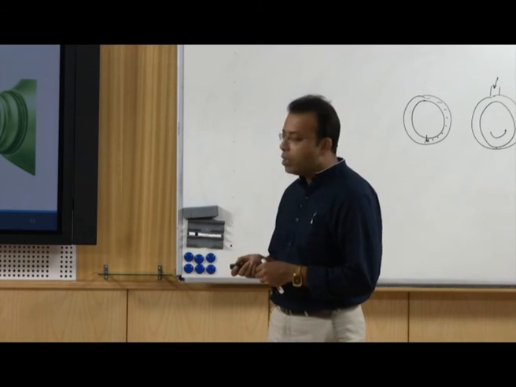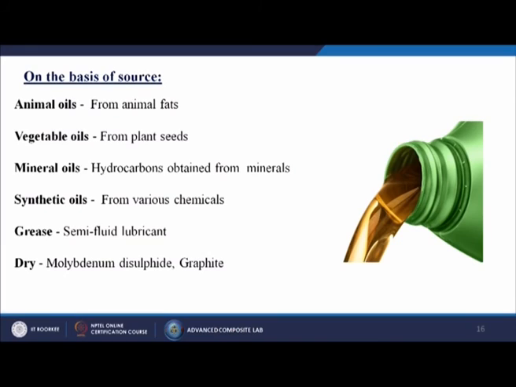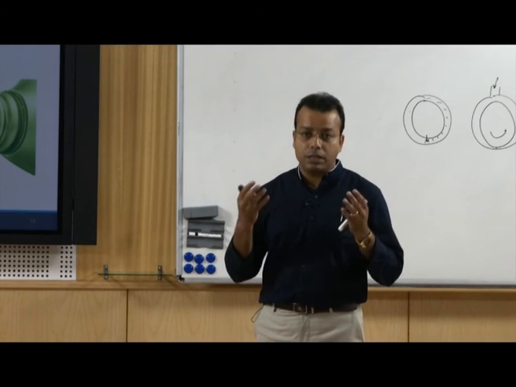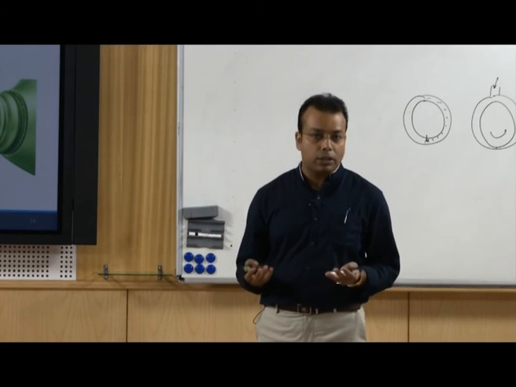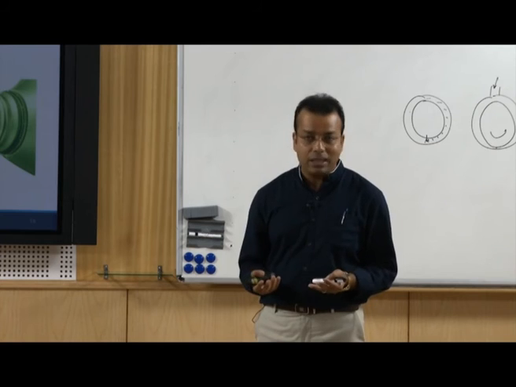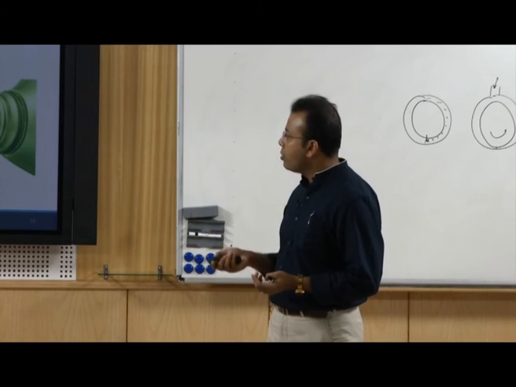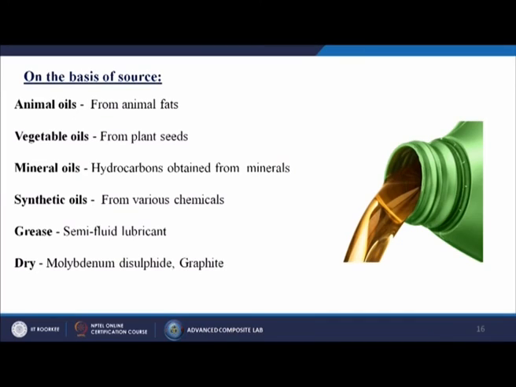On the basis of source, the first one is animal oils. From animal fats we get that kind of lubricating oil directly. Vegetable oil comes from nature, and in most cases it is biodegradable too, so it cannot cause any kind of environmental hazard. Mineral oils are hydrocarbons obtained from minerals.